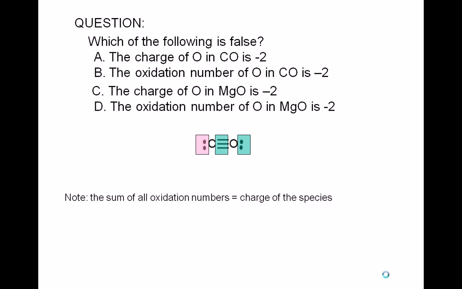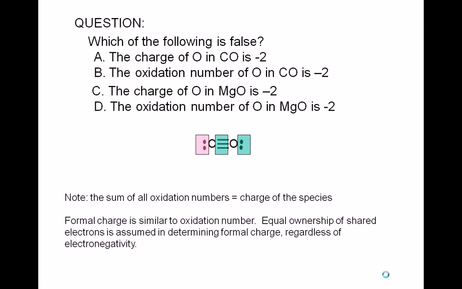Oxidation number is similar to formal charge, which is also a fictitious charge. The main difference between the two is that equal ownership of shared electrons is assumed in determining formal charge, regardless of electronegativities. In carbon monoxide, the formal charges of carbon and oxygen are -1 and +1, respectively.